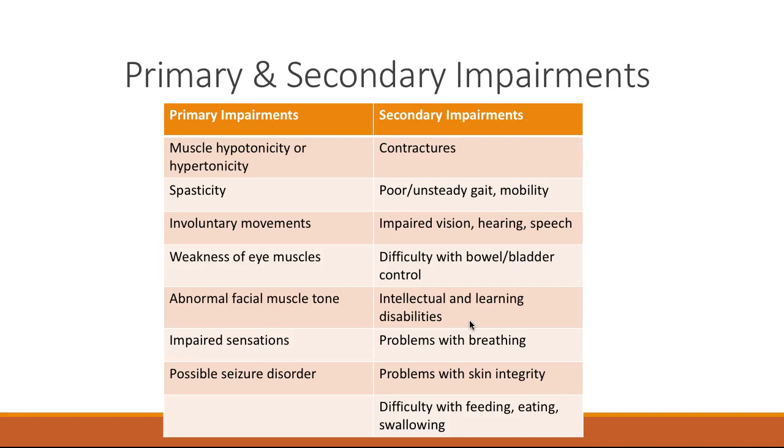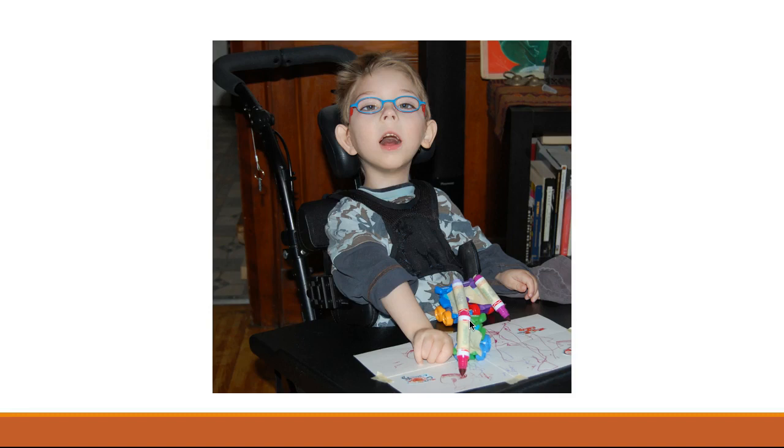These primary impairments can then lead to secondary impairments, which can impact function. The following are examples of secondary impairments commonly seen in children with CP. So things like contractures, poor or unsteady gait and mobility, impaired vision, hearing, or speech, difficulty with bowel and bladder control, intellectual or learning disabilities, problems with breathing, problems with skin integrity, and difficulty with feeding, eating, and swallowing.